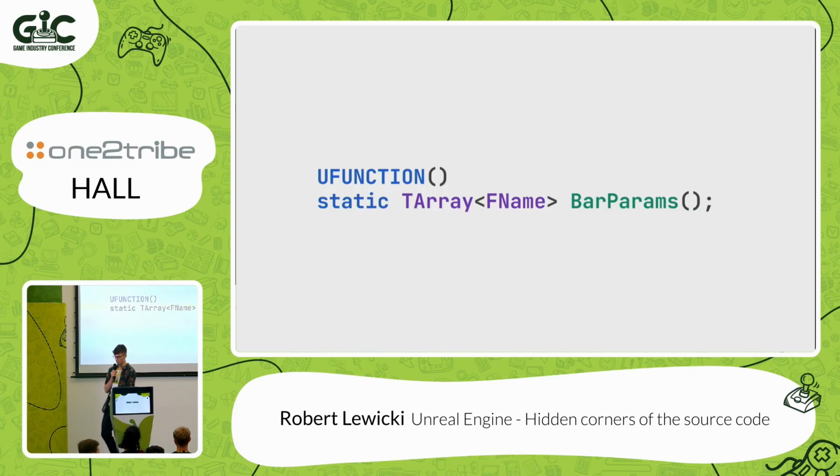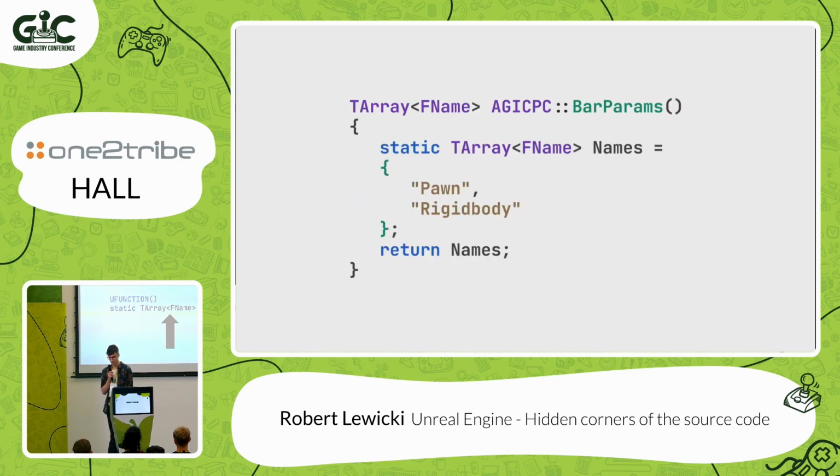Now, what is BarParams? Well, it's a UFUNCTION because it needs to be serialized. It's a static function. And finally, it's a function that returns an array of names. And this is the definition of this function. It's very easy. It just has 2 names in it. It's a static function, but it doesn't need to be. You can make it dynamic if you want. But in this case, to keep it simple, just 2 names. And then you just return it.